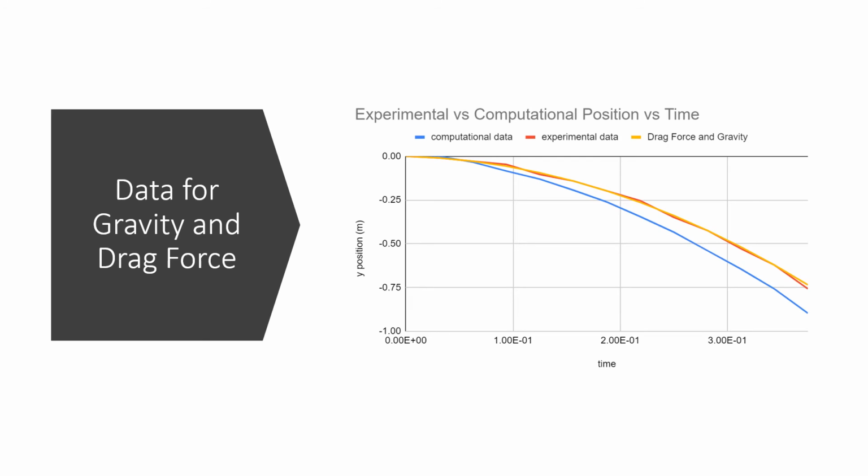So here I plot all three against each other, and we can see that the red line is the experimental data, the yellow line is the computational data taking into account drag force, and the blue line is the computational data only taking into account the gravitational force. We can see that when we added in drag force to our GlowScript code, it revealed a much more accurate model reflecting the real world.